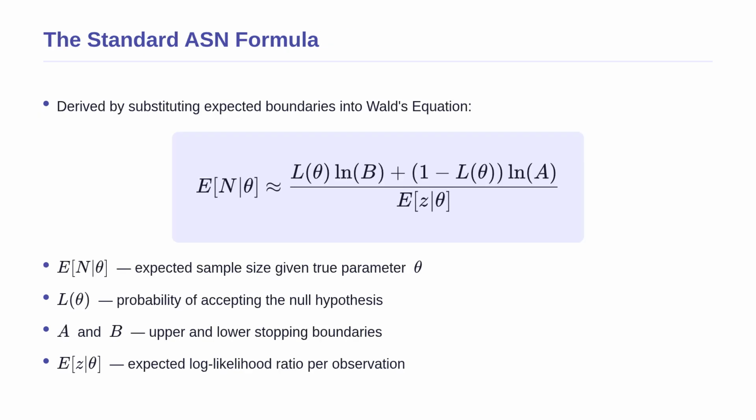This formula we just saw leads us to the fundamental equation for the average sample number. By substituting the expected boundaries into Wald's equation, we get this result. The numerator represents the expected final value of our cumulative sum. It is a weighted average of the lower boundary B and the upper boundary A, based on the probability of reaching them. The denominator is the expected amount of evidence we gather from a single observation.